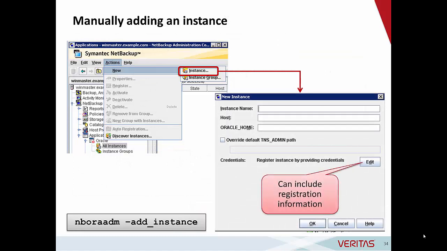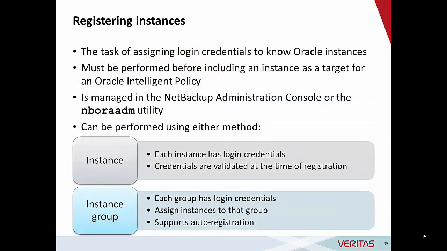Manually adding an instance is also possible. There may be cases where an Oracle discovery doesn't happen automatically. For example, if an Oracle server is configured with 2 master servers in its server list, only the master that appears first will be sent discovery information by NBDisco. For the second master server, I would need to manually enter the instance information. So I'm going here to Actions, New, and then New Instance, giving information about the database instance, and possibly adding registration information, the credentials that I need to access the database.